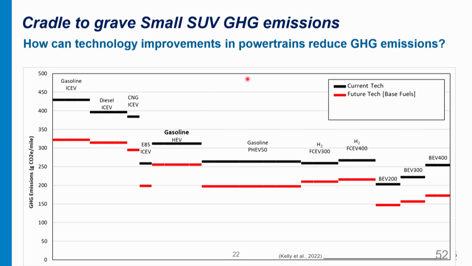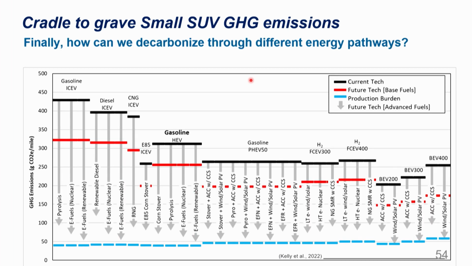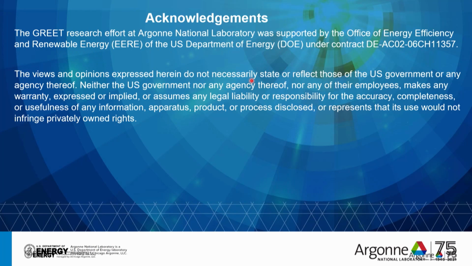Most of the base fuel technology greenhouse gas emissions, in grams CO2 equivalent per mile, is on the lower side. So, what component of those future emissions is associated with the vehicle cycle? That we see at the bottom, the production burden. And finally, how can we decarbonize through different energy pathways? Once we know all that, we have to move this red bar towards the bottom as much as possible. So how can we do that? Those things can be done as well.